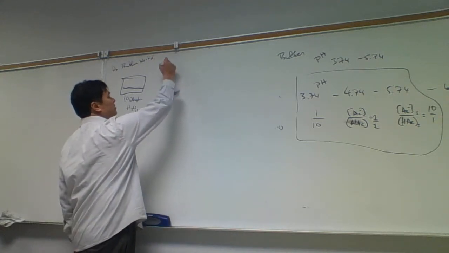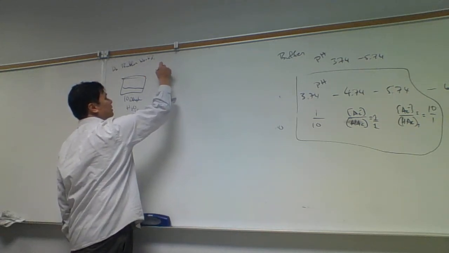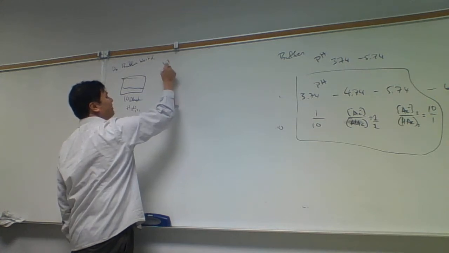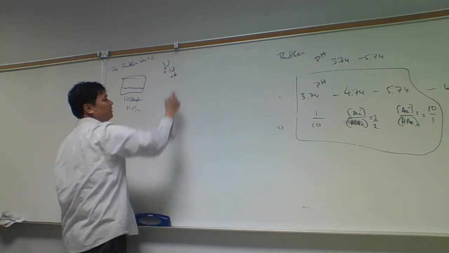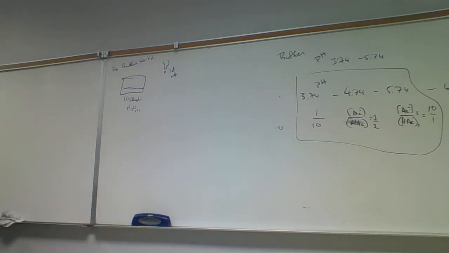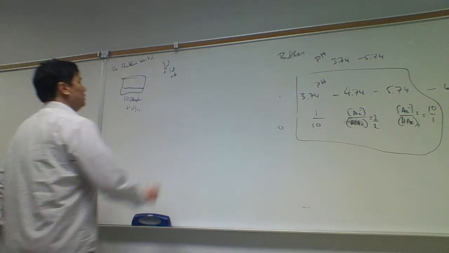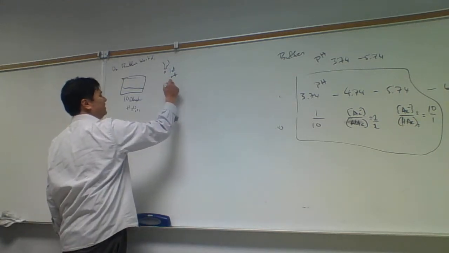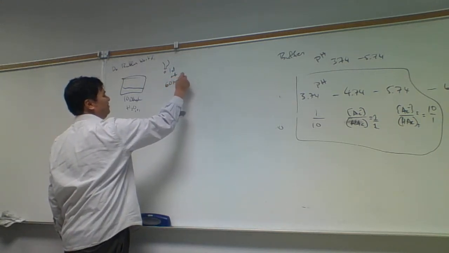And so what we're going to do is we're going to add 1 drop. Well, let's add some strong acid or strong base, it doesn't matter. But let's add 1 drop of 6 molar HCl and see what happens. So 1 drop of 6.0 molar HCl.